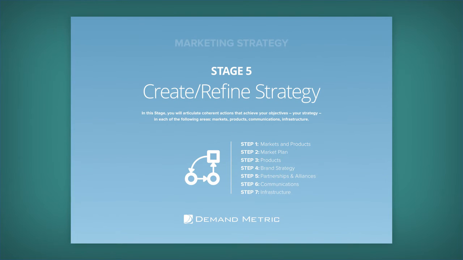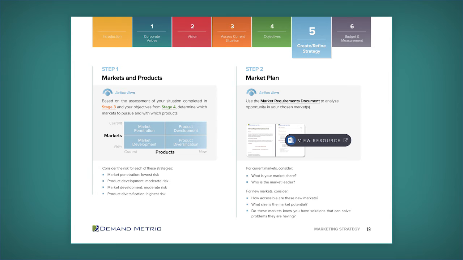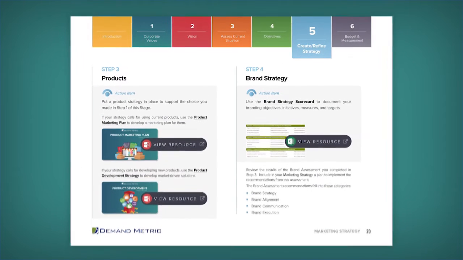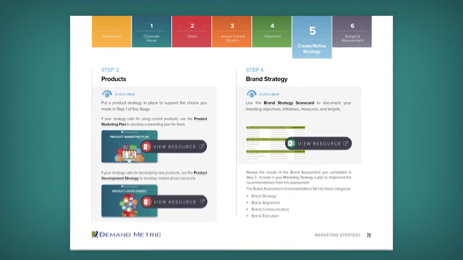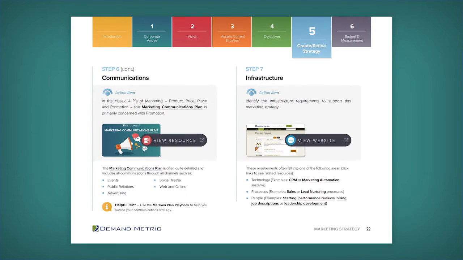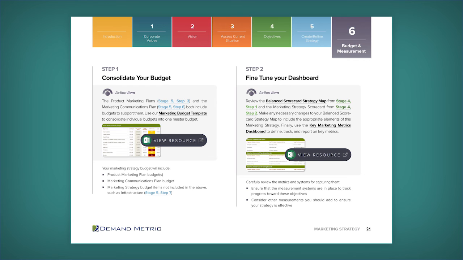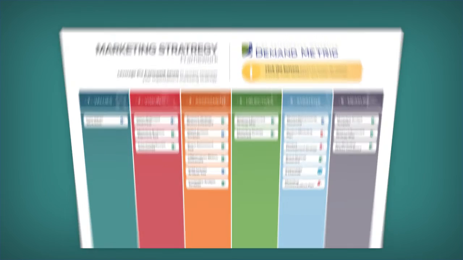In stage 5, we're going to create and refine the strategy. And here, the first step is markets and products, followed by your market plan, products themselves, your brand strategy, partnerships and alliances, communications, and infrastructure. And in stage 6, we move into budget and measurement. And here, your first step is to consolidate your budget and then fine-tune your dashboard.